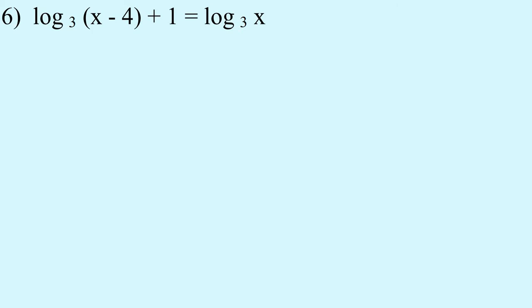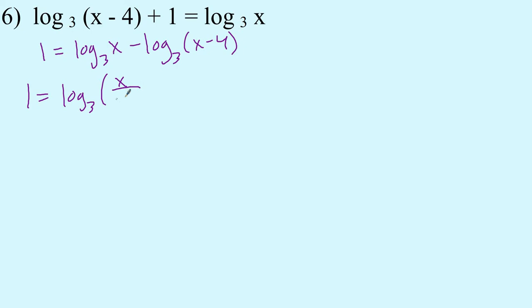Again, a couple different ways you could approach it. If you want it to equal a number, we could do 1 equals log base 3 of x minus log base 3 of x minus 4. Then we get 1 equals log base 3 of x over x minus 4. Then we do our loop-de-loop. We get 3 to the first equals x over x minus 4.